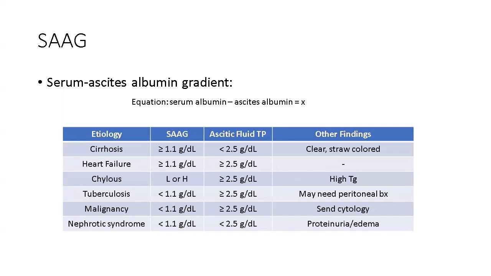And then the main difference: this is our SAG, but I also included the column with the total protein. And so again, your cell count, albumin, total protein, and cultures are going to be the things you send. To tell the difference among high SAG causes, heart failure is going to have a high total protein, and cirrhosis is going to have a low total protein. So that's how you're going to tell the difference between those two.